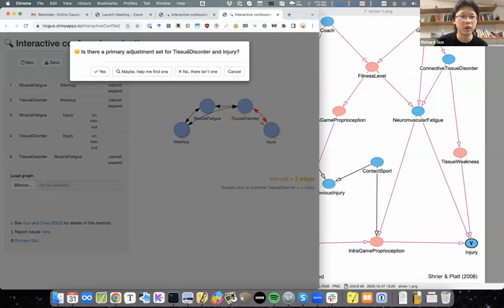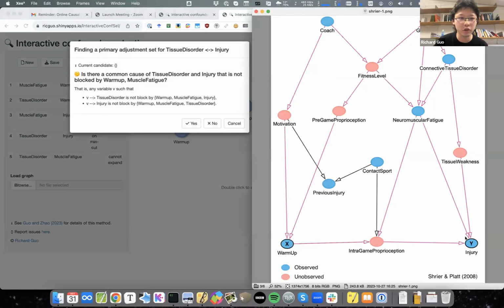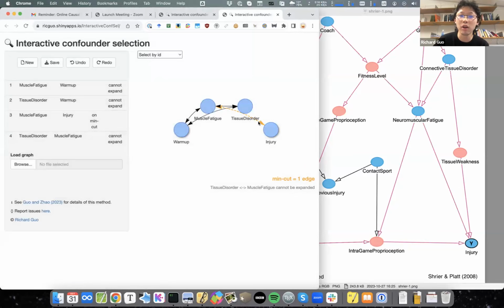So if I look at tissue disorder and injury, is there a common cause of tissue disorder and injury that is not blocked by warm-up and muscle fatigue? Well, they do have a common cause. The common cause is genetics, but genetics' effect on the injury is fully mediated by the muscle fatigue. So the answer is no. So that means I'm ready to remove this set by introducing no more variable. So I say yes. So there's only one edge left to cut, this one.